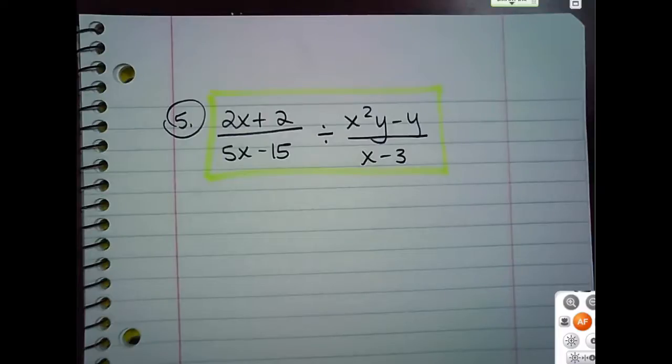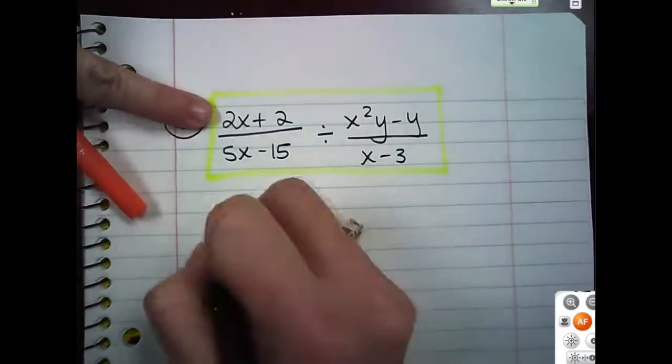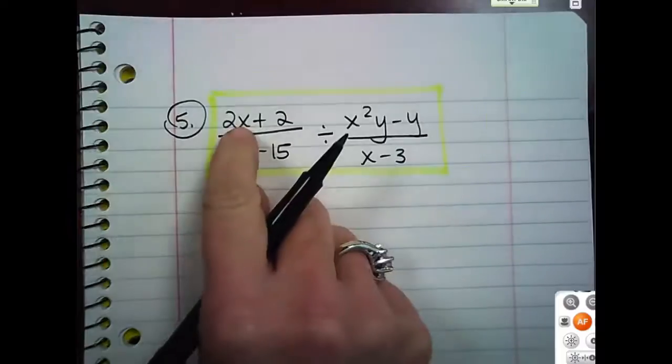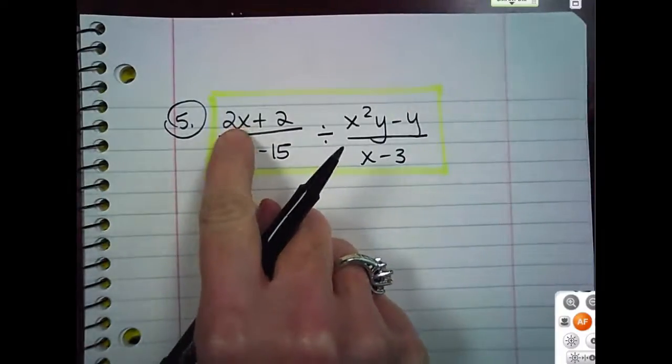It's another division problem. So what do you have to do with the second fraction? Flip it, yeah. So I'm going to go ahead and factor the first fraction out to make it simpler. In other words, I'm going to take a 2 out of here. If you divide a 2 out, you're going to get an x. And what are you going to get here?